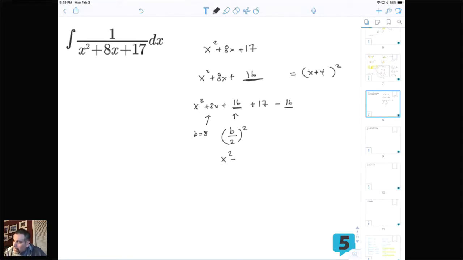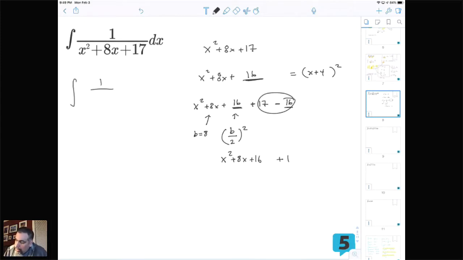We can now write it as x squared plus 8x plus 16, and then 17 minus 16 becomes a plus 1 over here. Now, you might think to yourself, well, that's nice, but why isn't writing plus 17 a simpler form? Well, normally it is, but not when we're trying to integrate this thing.